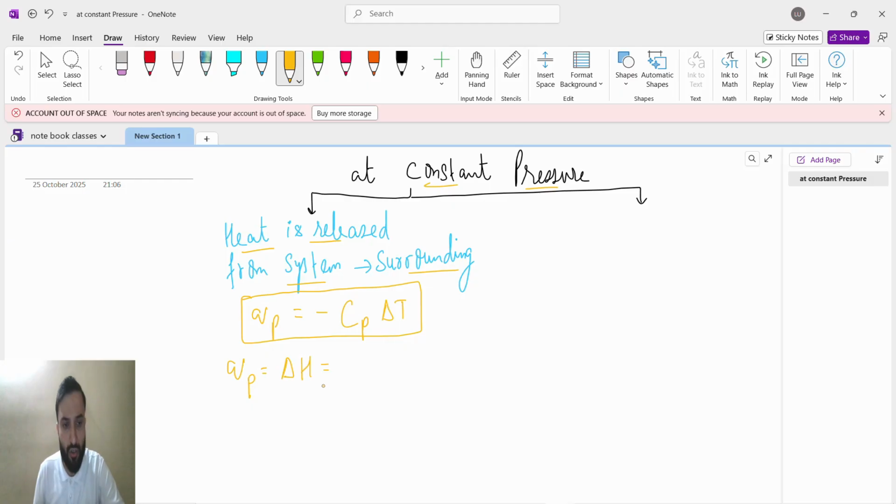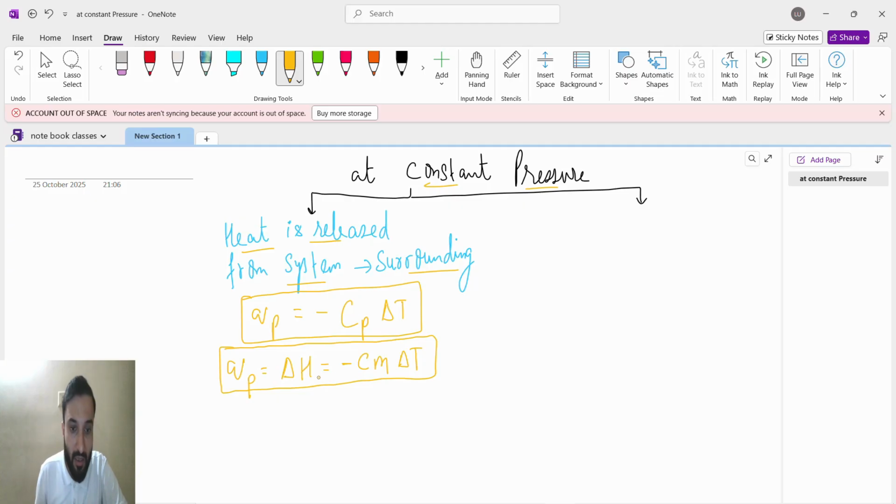Qp is what? Delta H, right? Qv is delta U. Qp is delta H. Now if I write in terms of mass, mass will come. So what will happen? C into M into delta T. C means specific heat, M means mass, and then delta T. Mass of what? Mass of water, because the water is present there. Mass of H2O, water.